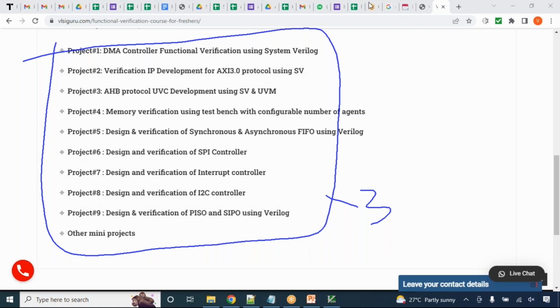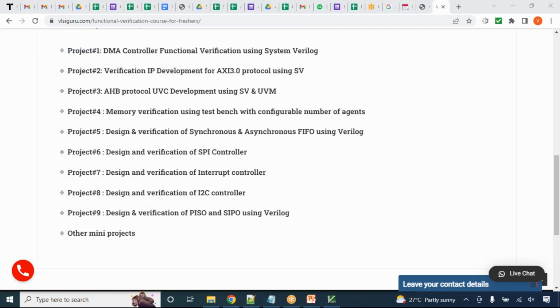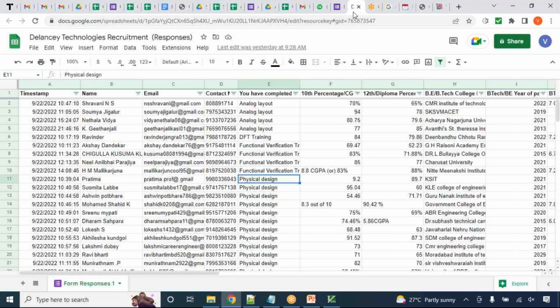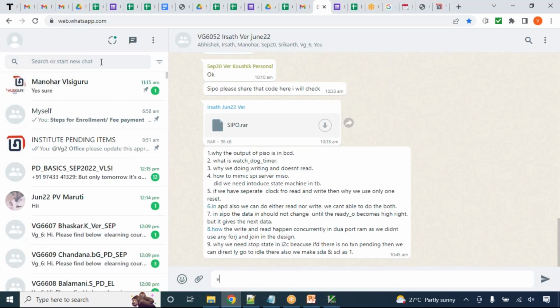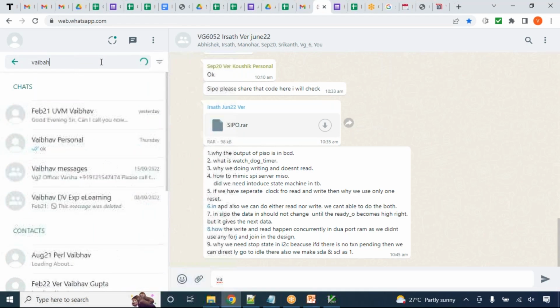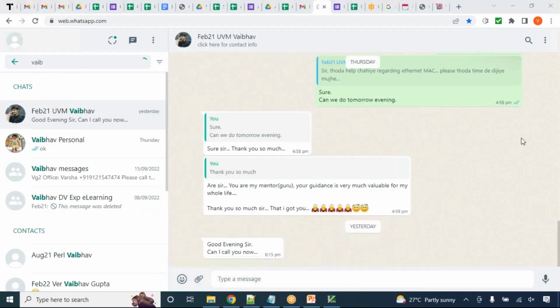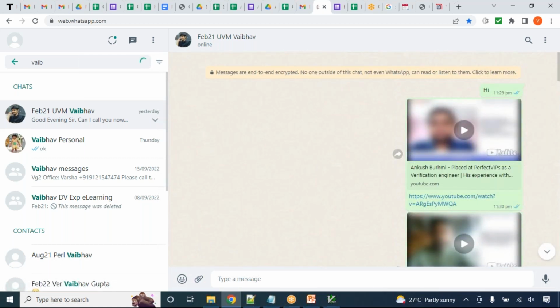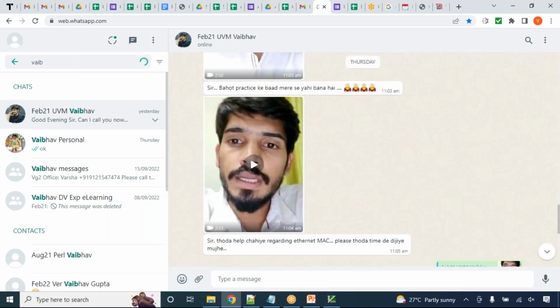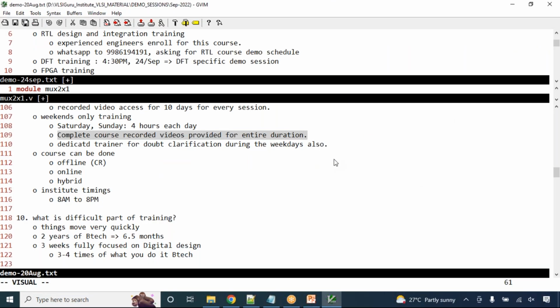There was one person who was from a completely different domain. He was working in some government sector. I think he joined our course in February, not 21, it's actually 20. He might have connected with us in 21, but he joined in 22. He got almost 3 to 4 job offers after training. Though I don't have a conversation with him, he was from a different domain.